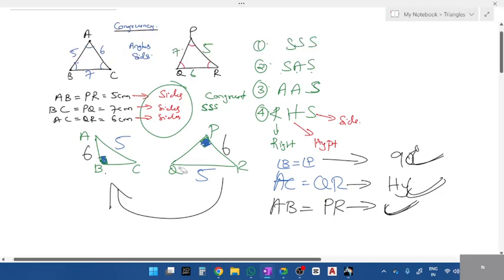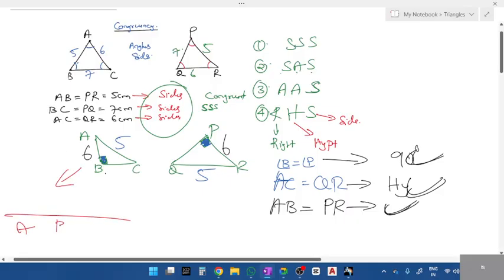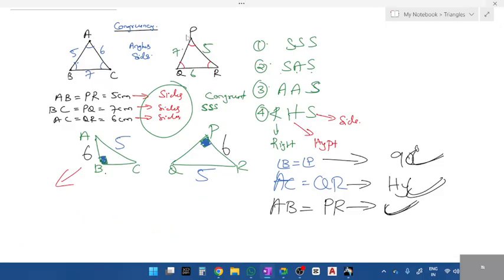Obviously, same shape triangles will be same size. And how do you check size? As I told you all, if you open triangle ABC and make it a flat line, and open triangle PQR, the size will be same. Is this clear? Did you all understand? The first and the last one: side, side, side, and RHS.